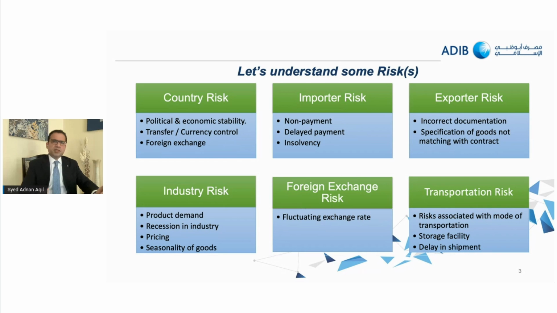Then there are some industry risks where seasonal goods are there, pricings are there. Then there are some commodities which are bound to have some fluctuations in pricing. You can lock those pricings if you deal under letter of credit.